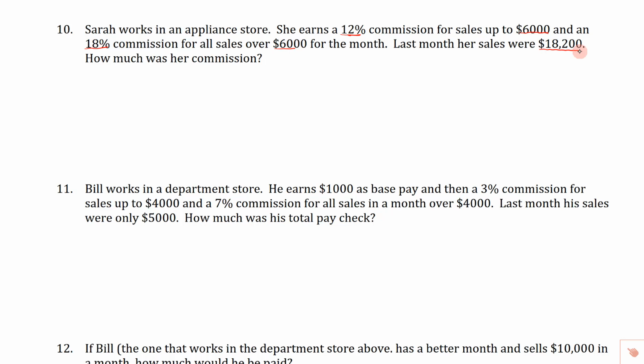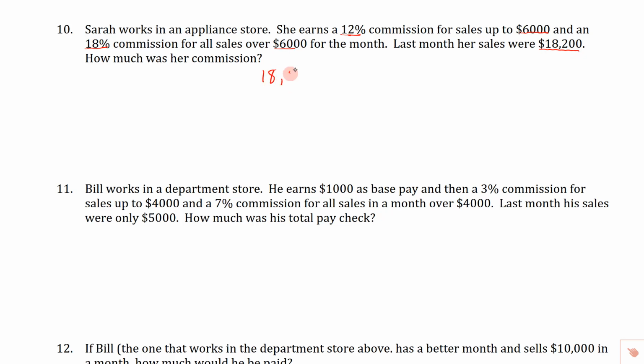So the first question, like from the notes, the key question was, does she qualify for both tiers? So the first tier is up to $6,000. She definitely made over $6,000. So she qualifies for the first one. And then the second tier is all sales over $6,000. So again, if you look, she made $18,200. So she definitely made over that $6,000. She made the two tiers. So let's figure out what her two-tier commission would be.